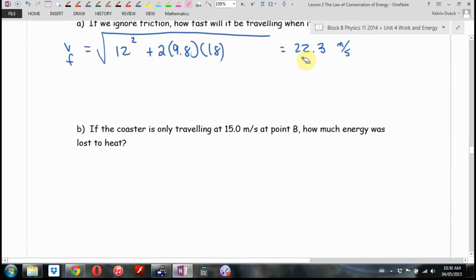B. Suppose the roller coaster, when it gets to the bottom, is only traveling at 15 meters per second, not 22.3. How much energy was lost to heat?